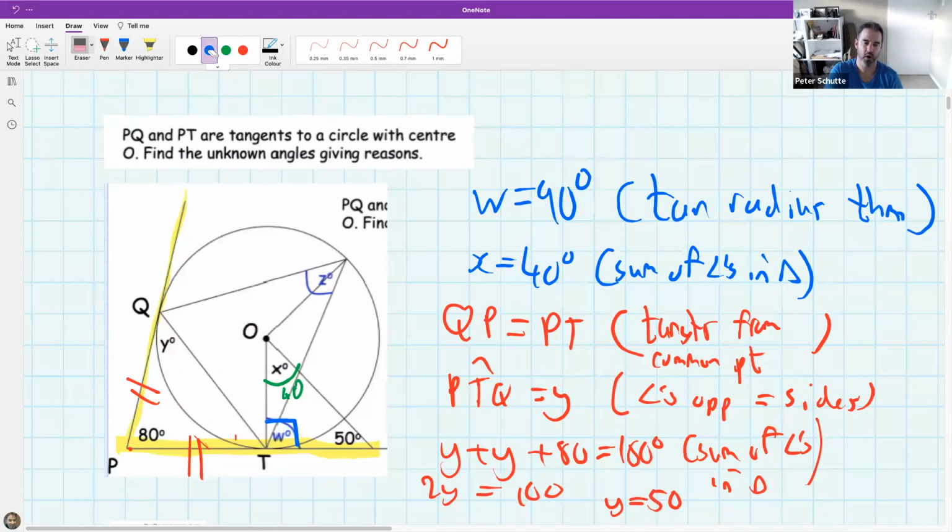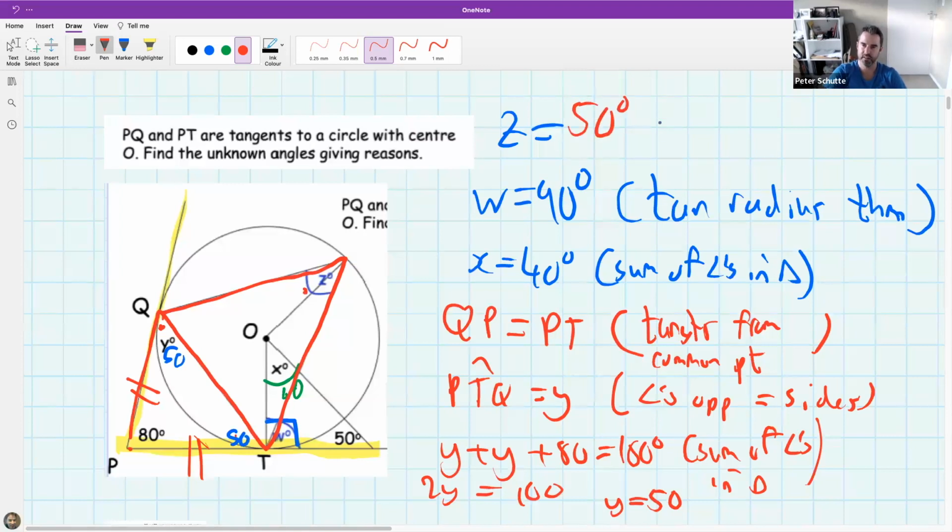Okay, so if I know that y is 50, what is z going to be? That's the final question for this one. So z is going to be, we discussed this earlier, so that's that one. And then these two are like peas in a pod. So z is 50, and that is tan chord theorem. Yeah.